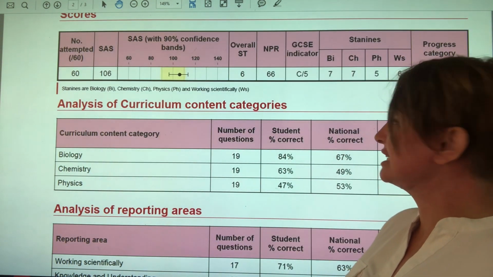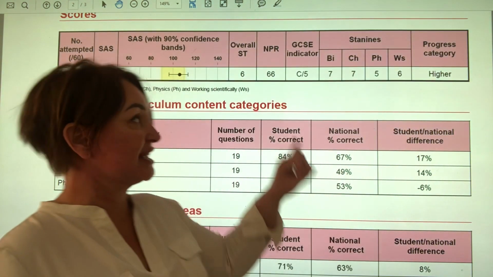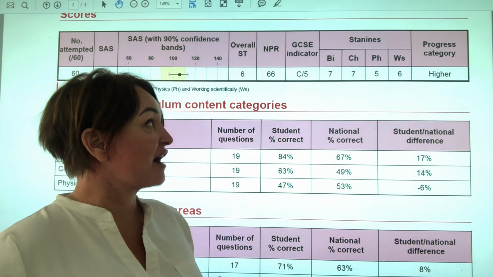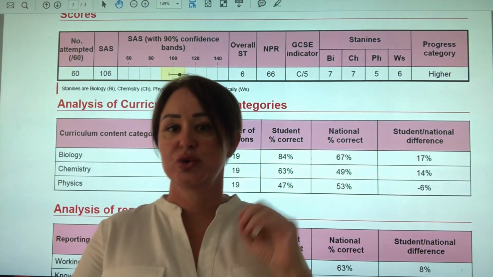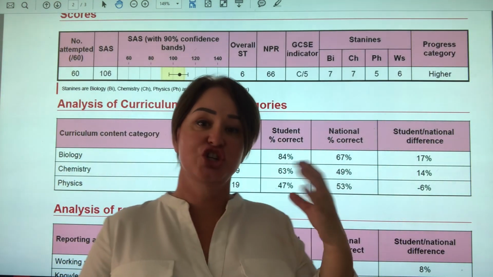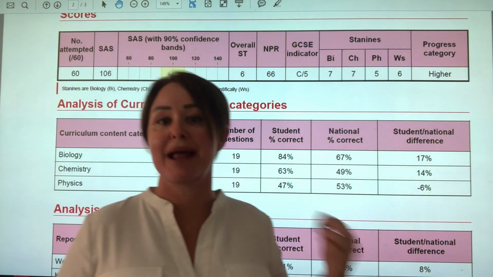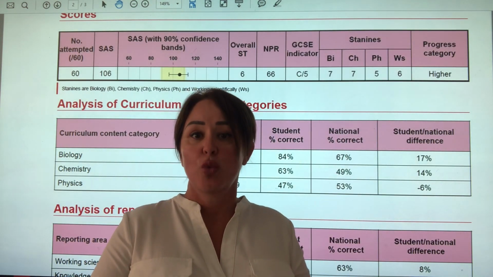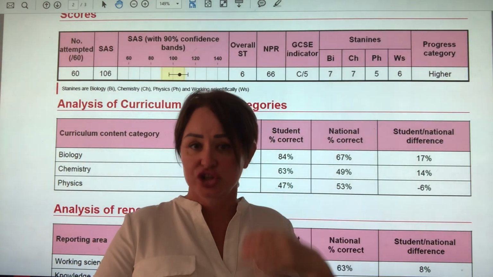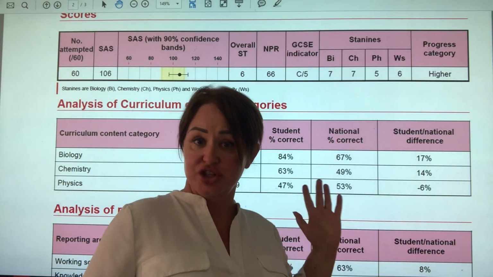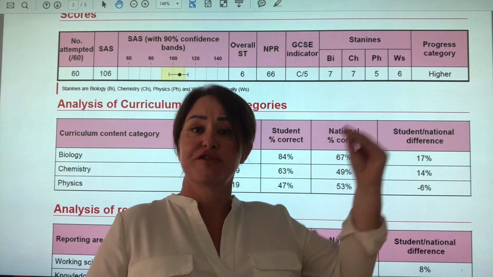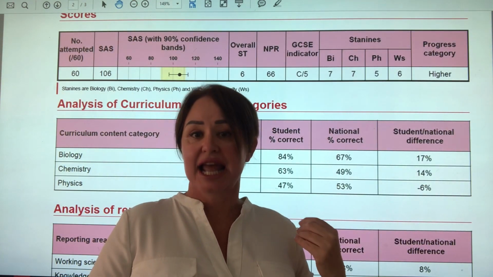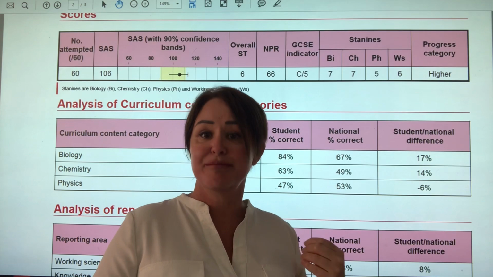GCSE indicator. In old money, we'd say a C. In new money, of course, all the grades have changed now. It's a grade 5. How do they know that? Well, GL have been running these tests for many years, and over that time, they've gathered a lot of data. What they do is they track children with similar profiles to this student, and then they work out from how they achieved over the years what this child is likely to achieve, and that's how they make the predictions.